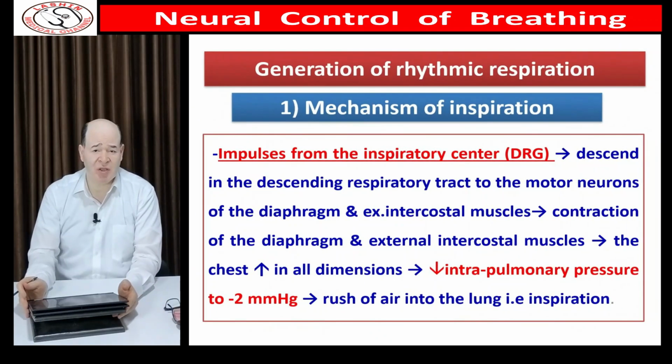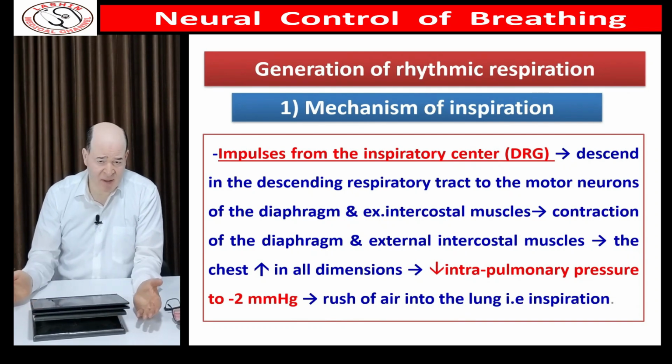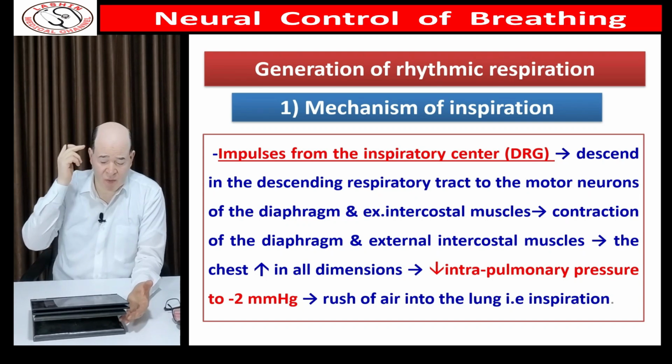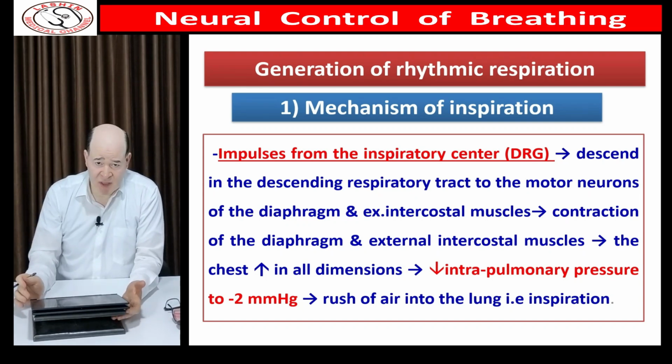So what about generation of respiration? It is simple. The process of respiration starts from our brain, where the dorsal respiratory group sends impulses through the spinal cord, then through the phrenic nerve and intercostal nerves. These impulses cause contraction of the diaphragm and external intercostal muscles.